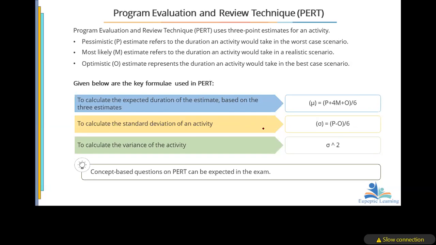So to calculate the standard deviation, we look at the pessimistic minus the optimistic, divided by 6. Now, variance is always the square of the standard deviation. Once you obtain the standard deviation, you just square it and you get the variance.